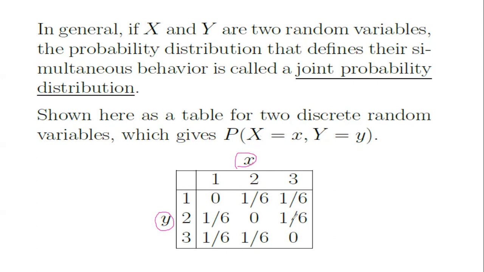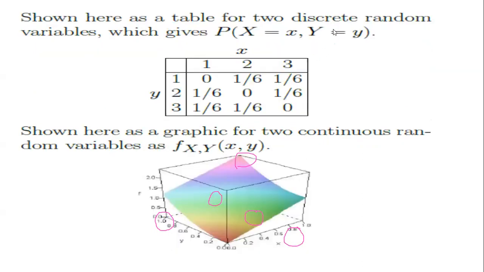For example, the roll of two dice could be modeled by a joint PDF. So you can see that we have some zeros as well. So 1 and 1 or 2 and 2 and 3 and 3 cannot occur together. So this is probably some specific scenario. So this is a game.